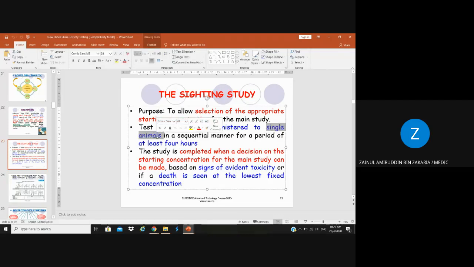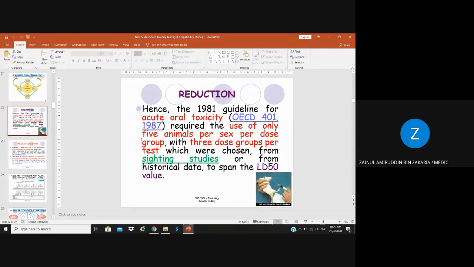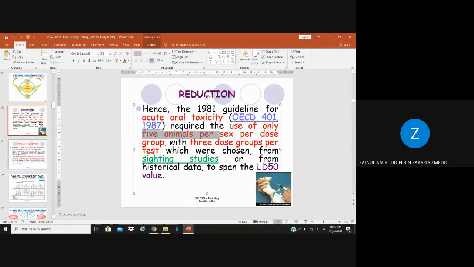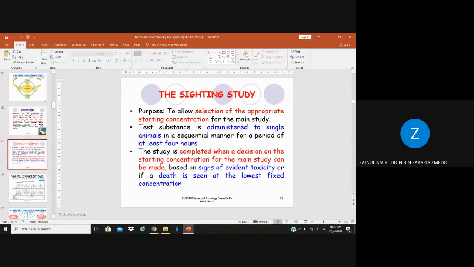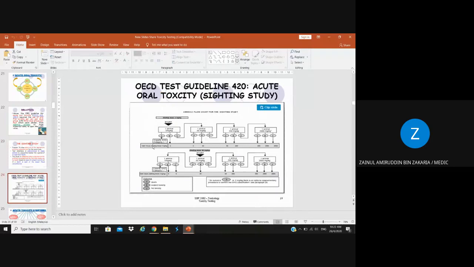Only one animal. If you look at OECD 401, you will use 5, right? So in a citing study, because you don't know which dose can kill the animal or cause toxic effect, you want to see before you start your OECD study. So you do the citing study using only one animal, testing it at 5, 50, 300 or 2000 dose. Normally we start at 5.